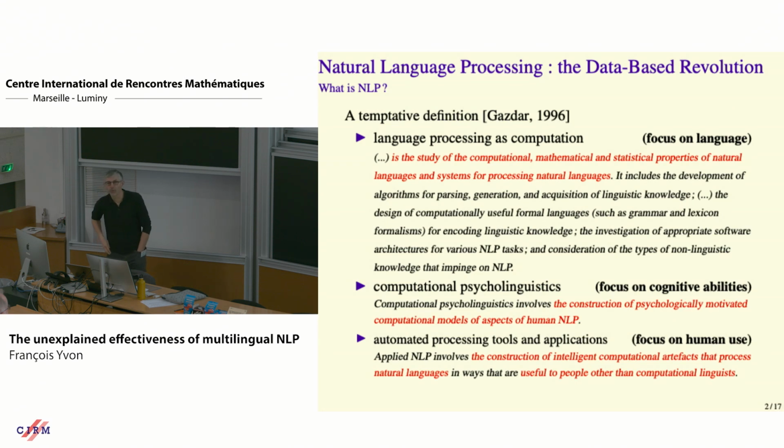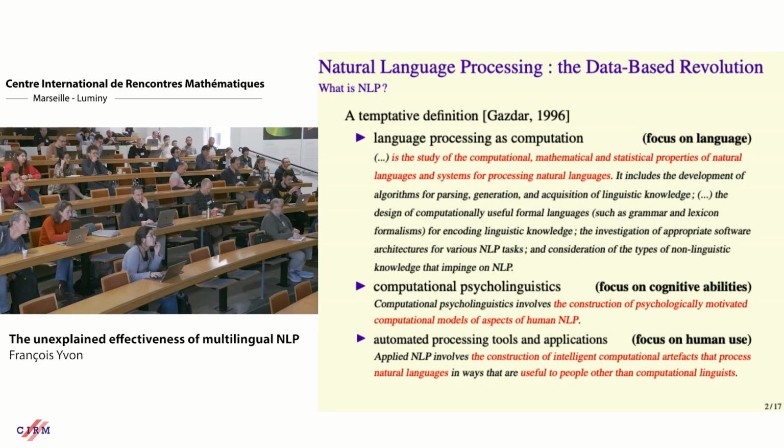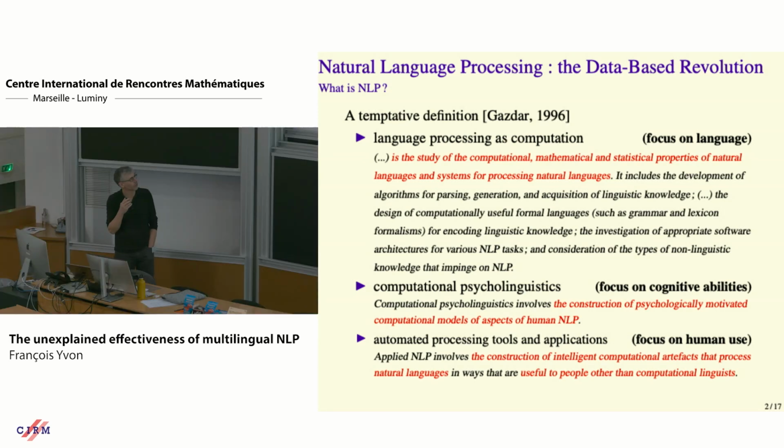So I will first introduce a bit natural language processing. I guess most of you are familiar already with this discipline. I am taking this old definition by Gazdar just to mention that in natural language processing there are basically three main subfields. Initially the field was mostly about trying to describe properties of languages through computational means so as to be able to test or validate hypotheses about language. So the focus was mostly on language.